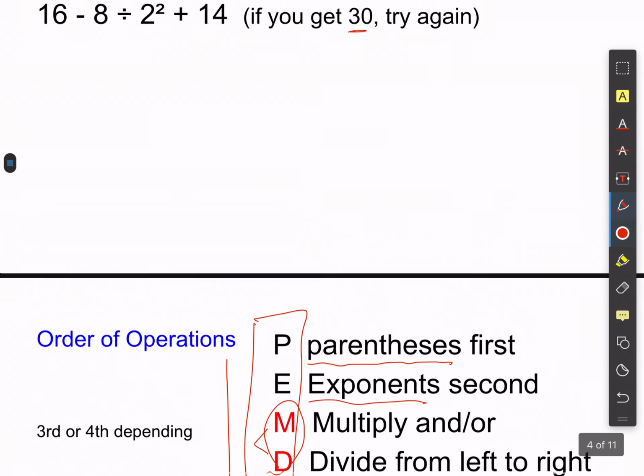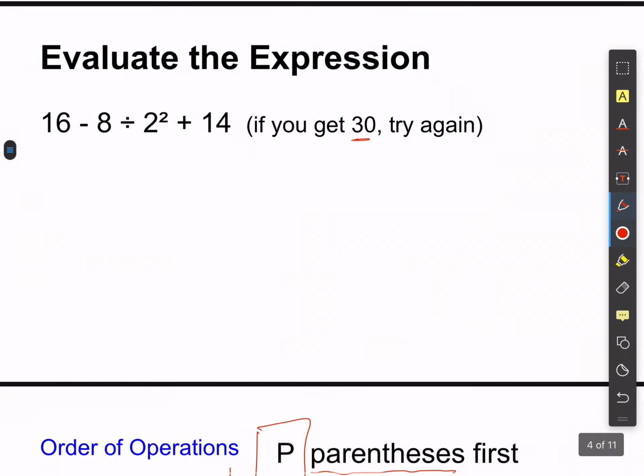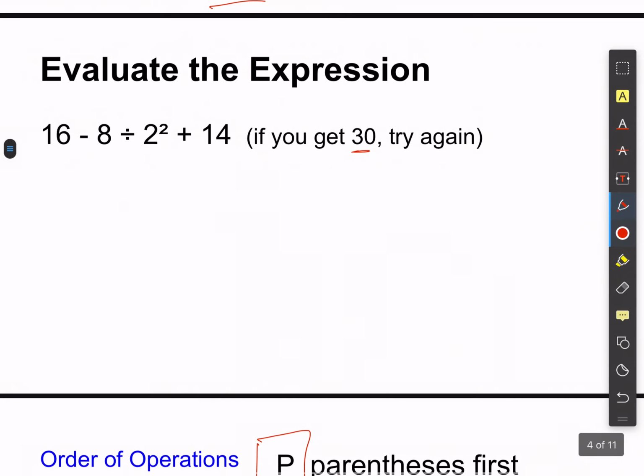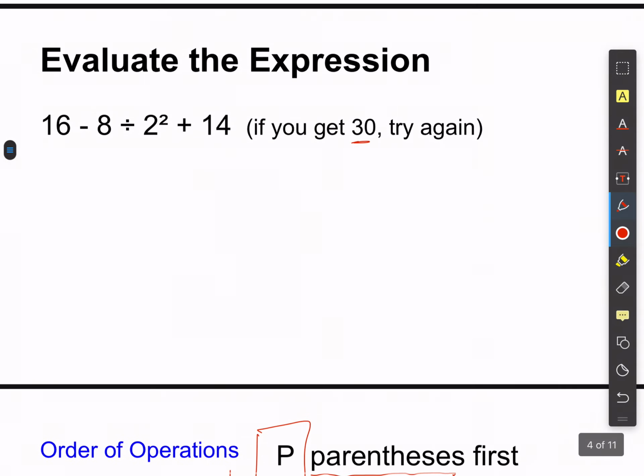All right, so back to this problem real quick. If I'm going to follow my order of operations, there's no parentheses, so I'm going to go to exponents, which is right here. So I'm going to solve that first. 2 squared is 4. Then I'm going to rewrite everything else out: 16 minus 8 divided by 4 plus 14.